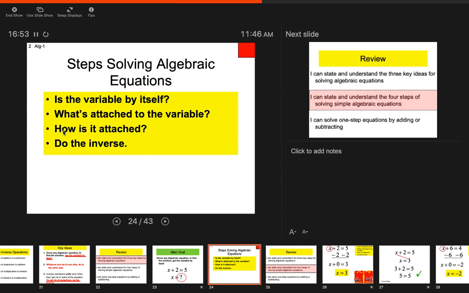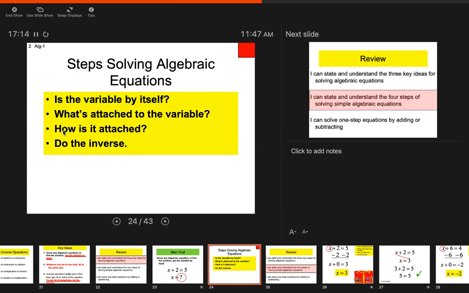Once you've identified what you need to get rid of, you need to figure out how it's attached to the variable. It's either going to be attached by addition, subtraction, multiplication, or division, at least for this chapter. Eventually, we'll talk about absolute value and squaring, square rooting, that sort of thing. Once you've identified how it's attached, to get rid of it, you do the inverse.